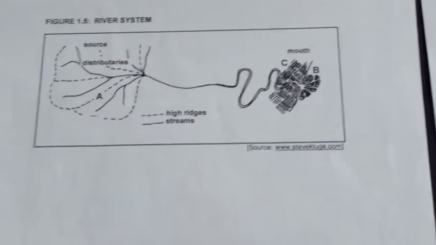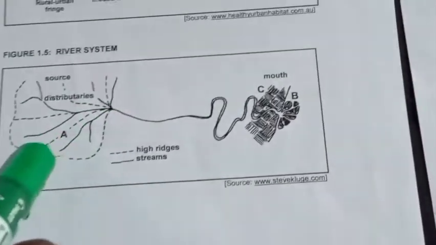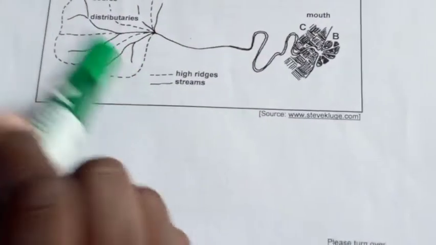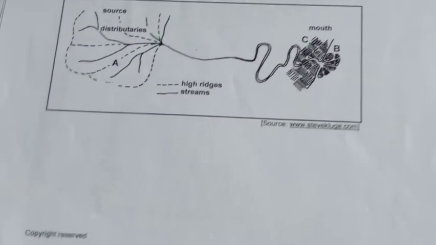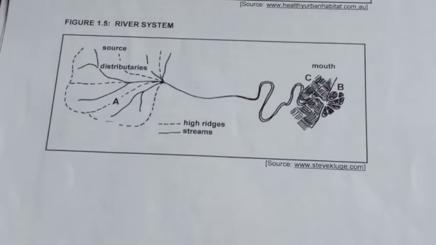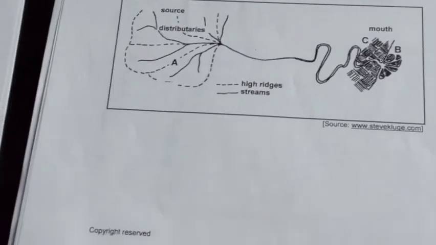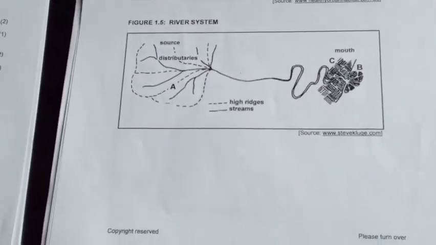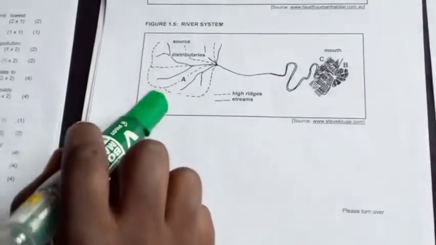Question 1.5 now looks at the river system. Can you name a high ridge labeled A? This high ridge labeled A is a ridge that is between streams within a drainage basin, so this one would be an interfluve. What purpose does the high ridge A serve, the interfluve? It separates water between two streams in the stream drainage pattern, as I have already alluded.